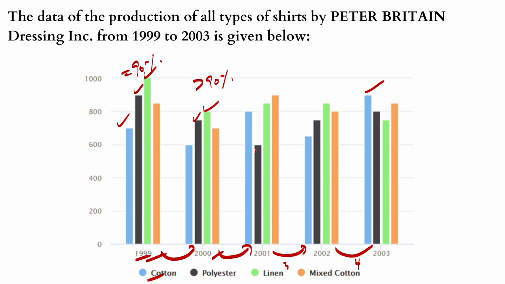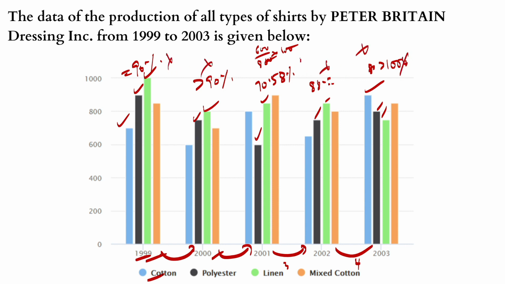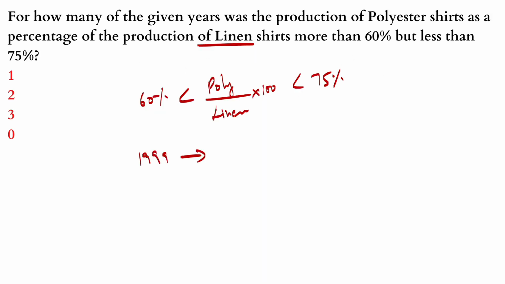And for 2001, it's 600 by 850, right? Linen is 850, so 600 by 850 into 100, so this is 70.58%. For the year 2002, it's 750 by 880 into 100, so this will be equal to 88 point some percentage, which is more than 75%. For the year 2003, polyester is 800 and linen is 750, so 800 by 750 into 100, which is more than 100%. So we can ignore all these values except 70.58, which is for 2001, because it's less than 75%. So for only 1 year, the percentage is more than 60% but less than 75%.